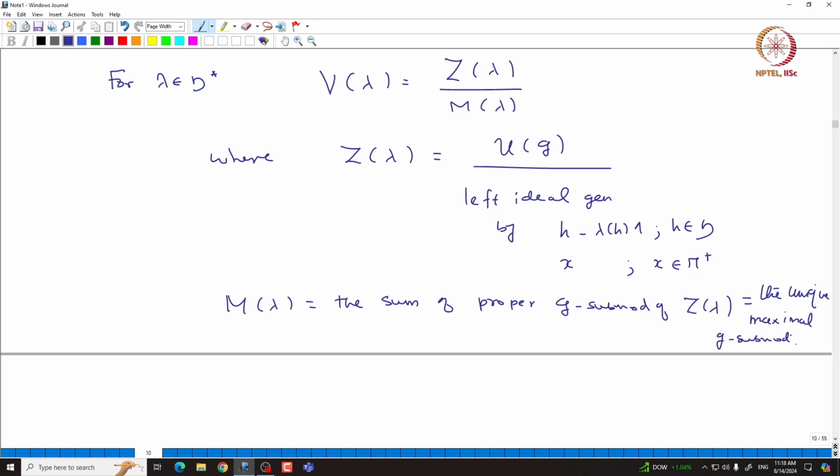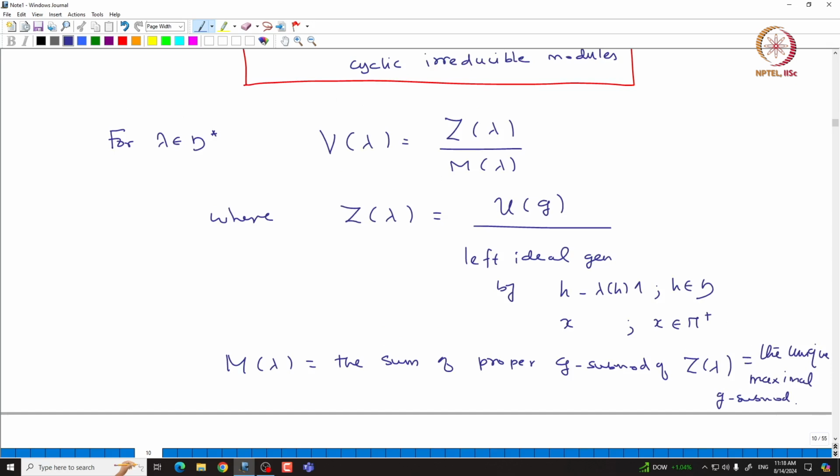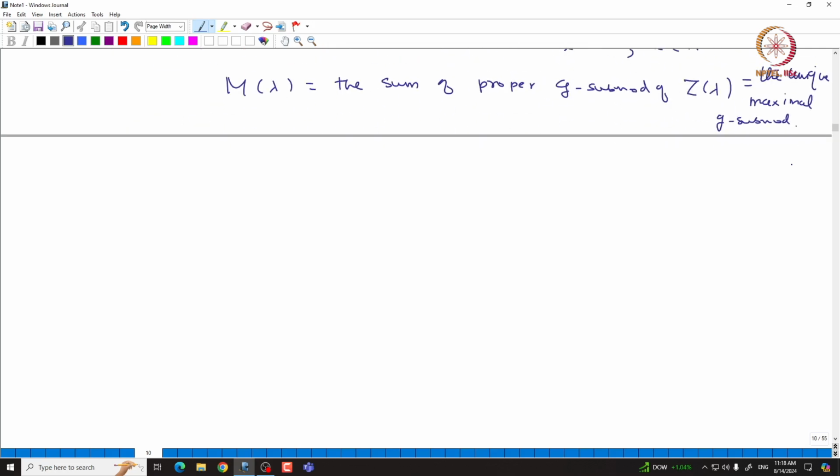Maximal always means it is proper, so we do not need to say it is proper. Then V of lambda is defined to be the unique irreducible quotient of Z of lambda. So, now we make the following observations.